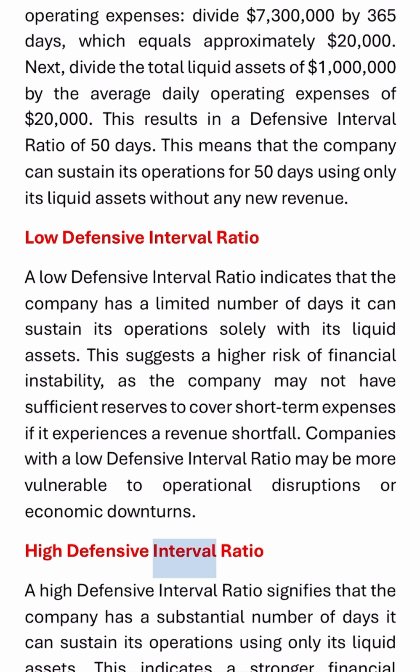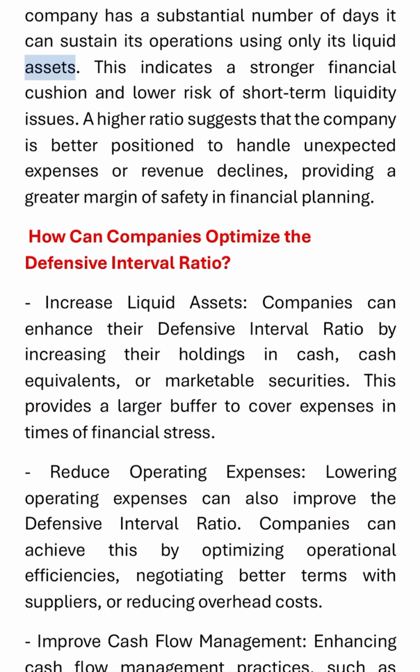High defensive interval ratio. A high defensive interval ratio signifies that the company has a substantial number of days it can sustain its operations using only its liquid assets. This indicates a stronger financial cushion and lower risk of short-term liquidity issues. A higher ratio suggests that the company is better positioned to handle unexpected expenses or revenue declines, providing a greater margin of safety in financial planning.